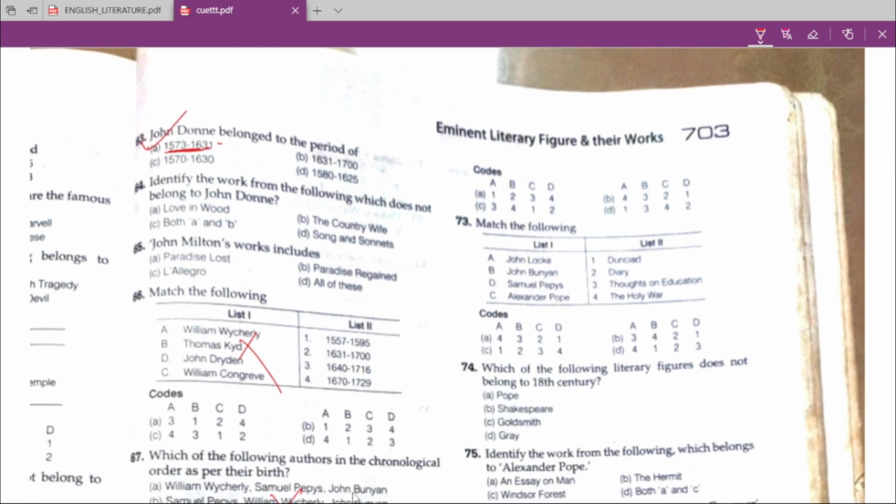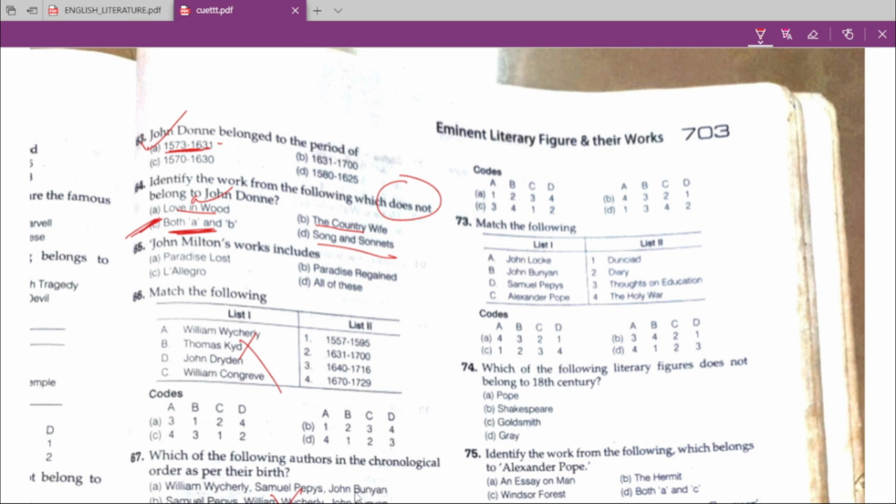Identify the work from the following which does not belong to John Donne. Love in a Wood, The Country Wife, Songs and Sonnets. Songs and Sonnets is written by John Donne, whereas Love in a Wood and The Country Wife, these two are written by the Restoration playwright William Wycherley. So both A and B are the right option.